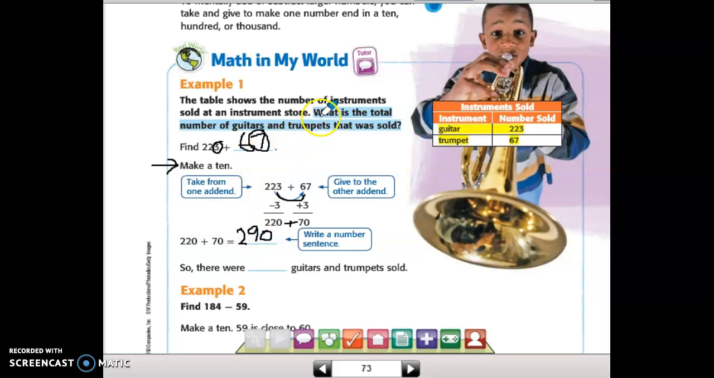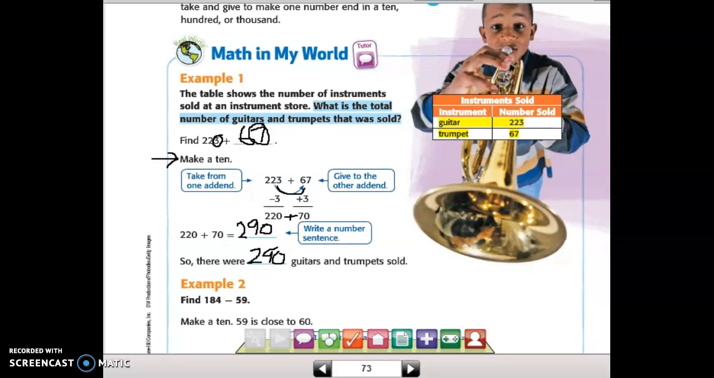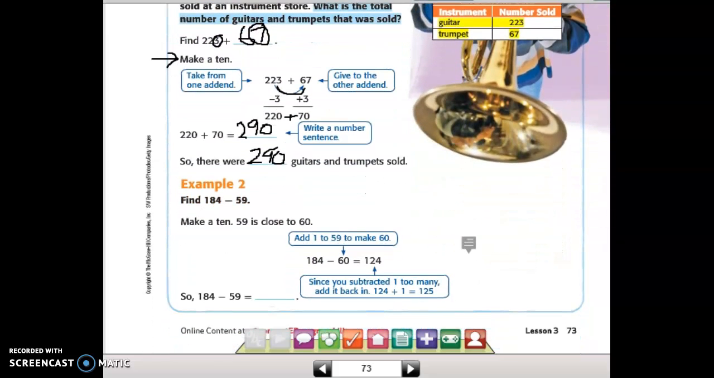So to go back and answer this question, what is the total number of guitars and trumpets that was sold? There were 290 guitars and trumpets sold. So that's one strategy. It's nice because you can see clearly this 3 and the 7 combining to make that 10. So that's really handy on problems where you can see that easily, which is good when you know your basic facts to be able to notice those right away.